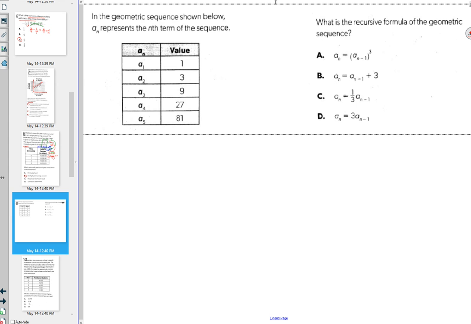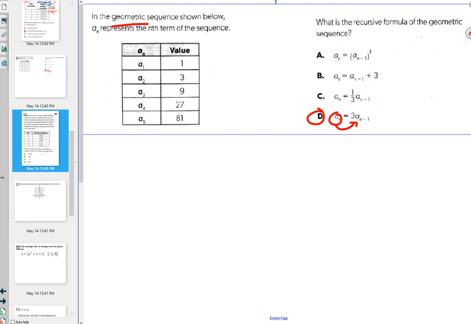In the geometric sequence shown below, A sub n represents the nth term in the sequence. What is the recursive formula of the sequence? All right, so what's the common ratio? Those are all exponential, right? Or they tell you it's geometric. What's the common ratio? Which one here has that every number is 3 times the number that came before it? It doesn't tell you what the first number is, but every number is 3 times the number that came before. If you have any questions, stop me.